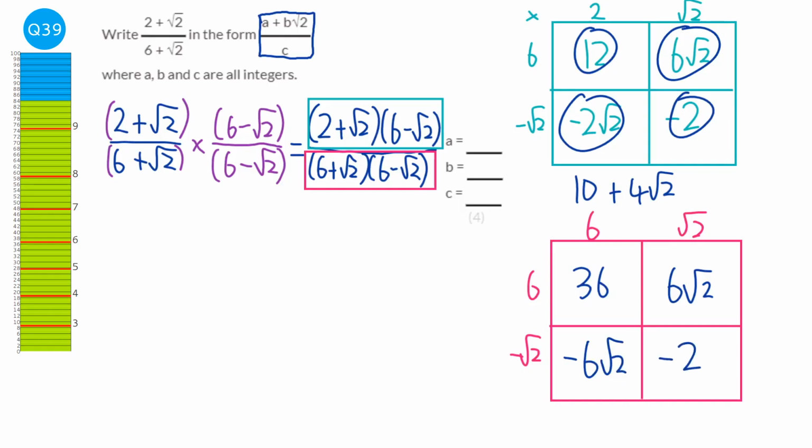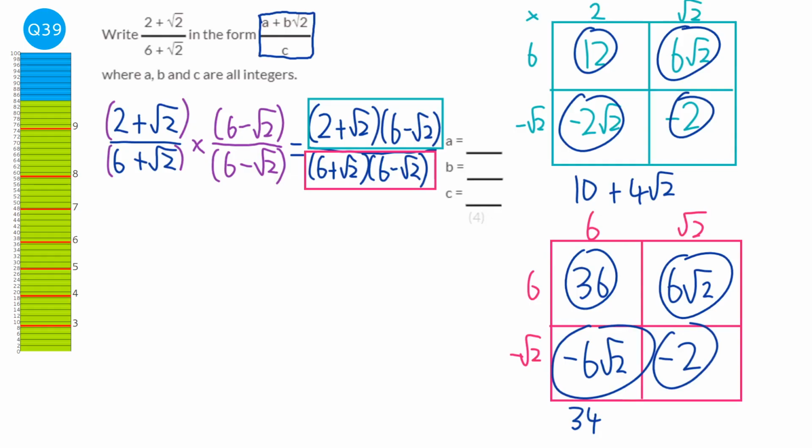And so when we add them together, we've got the 36 and the minus 2 there, so that would be 34. And then 6 root 2, take away 6 root 2, is just going to be nothing. So that actually expands to be an integer, not a surd. And that's why we picked the opposite sign, is because whenever we do that, we get rid of the root 2, and we just get a nice number at the end.